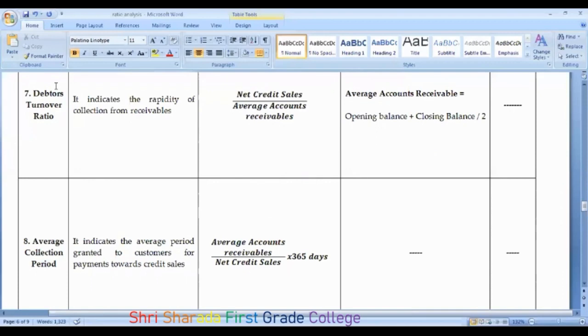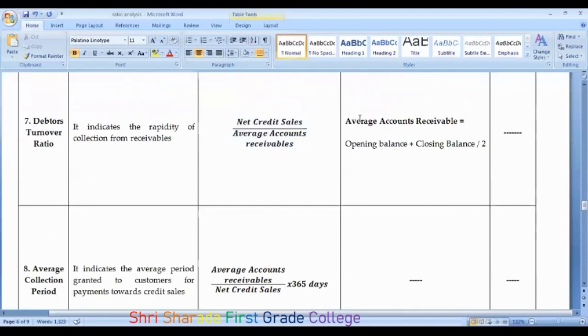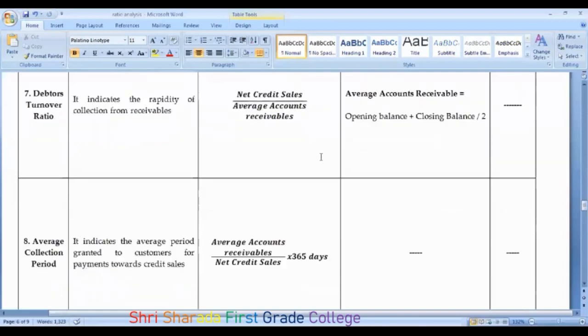Net credit sales will be compared with the average accounts receivable. So what is average accounts receivable? The opening balance plus the closing value, divided by the number of years. Usually they will give only 2 years of data, so it is divided by 2. Here it is opening value plus closing value: two values are taken and divided by 2.